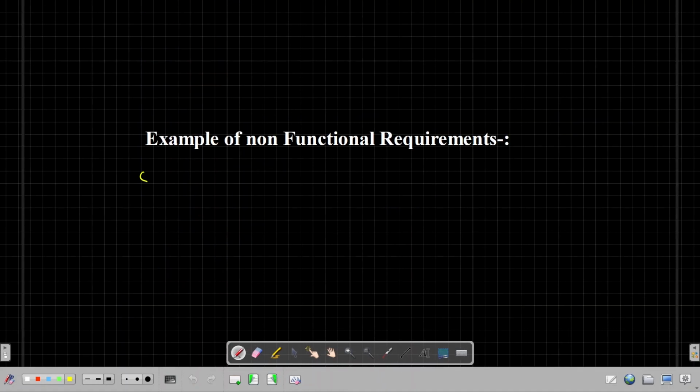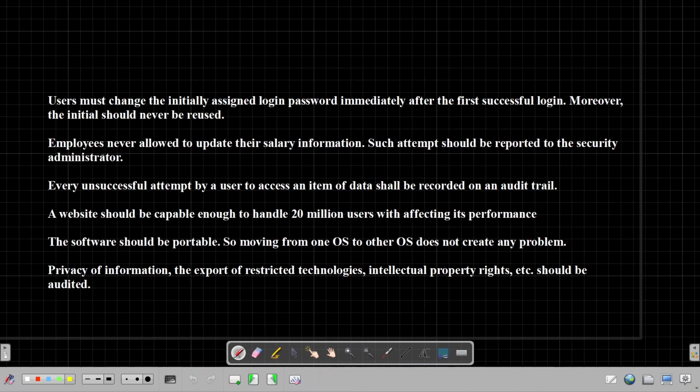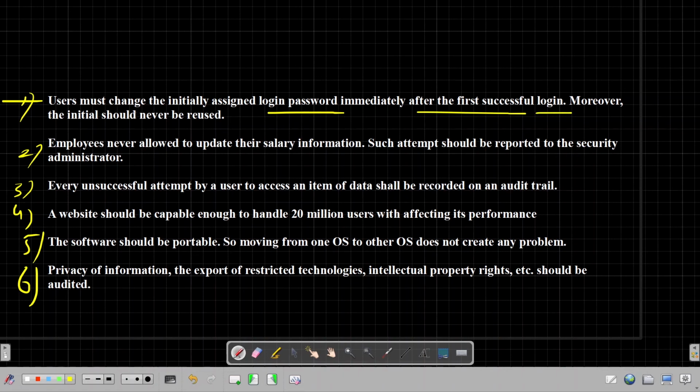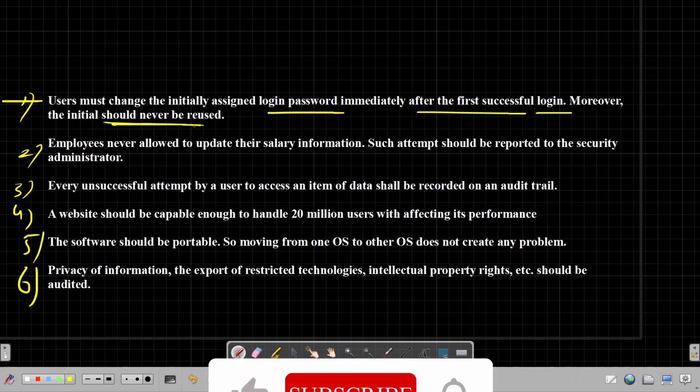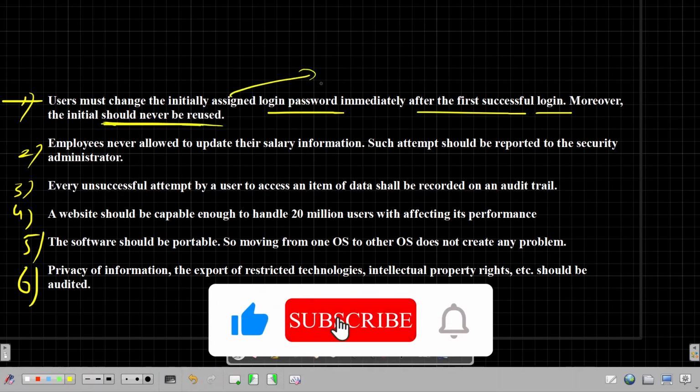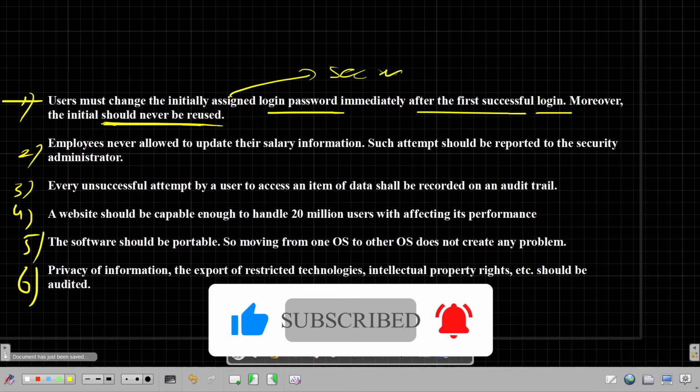So let's check out some examples of non-functional requirements. These are six examples of non-functional requirements. Let's check out the first one. The user must change the initially assigned login password immediately after the first successful login. Moreover, the initial password should never be reused. This is a non-functional requirement around security.